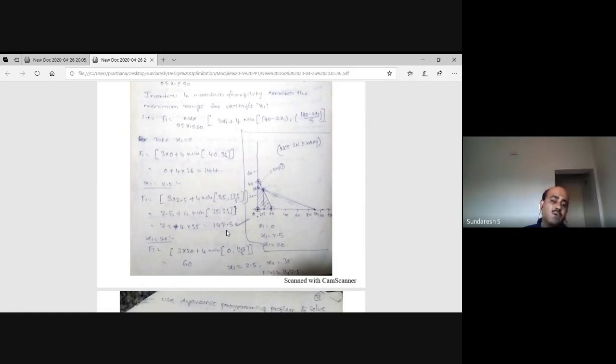So when you put x1 is equal to 2.5 in this expression, what will be the minimum value of x2? It is 35. Therefore, f1 is 147.5 is the maximum value you are getting. For this 147.5, the value of x1 is 2.5 and the value of x2 is 35. So x1 is 2.5, x2 is 35, f is 147.5. This is the final answer you are supposed to give.